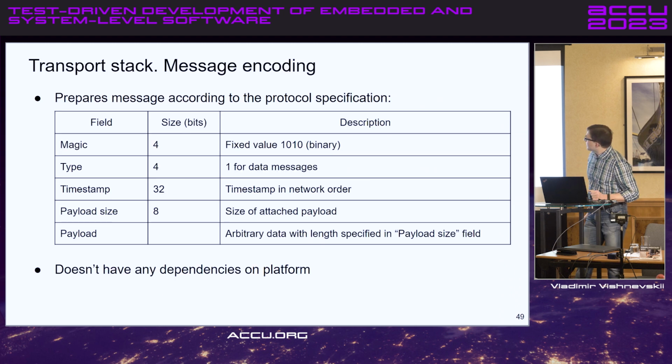Now about the first part that we need to implement of our transport stack, we have our message encoding. This is just an example of data transformation. So we have some data that is supposed to be placed in the buffer with some header. Again, completely made up just for example. So it has some fixed values in the header. What is important, there are 4 bytes timestamp that is supposed to be provided in network order, then there is a payload size and some payload should be attached.